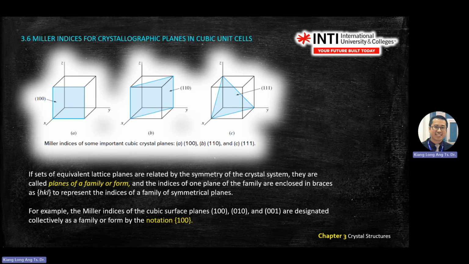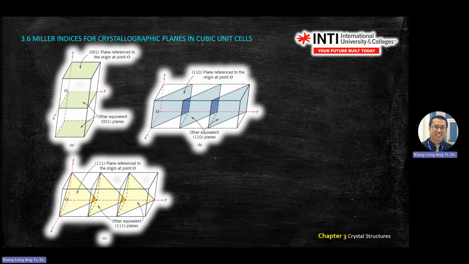So the vector and the Miller index are two different dimensions. You can put your vector on top of the Miller plane, or your vector can go outside the Miller plane. So they are two different things. Don't confuse between these two.